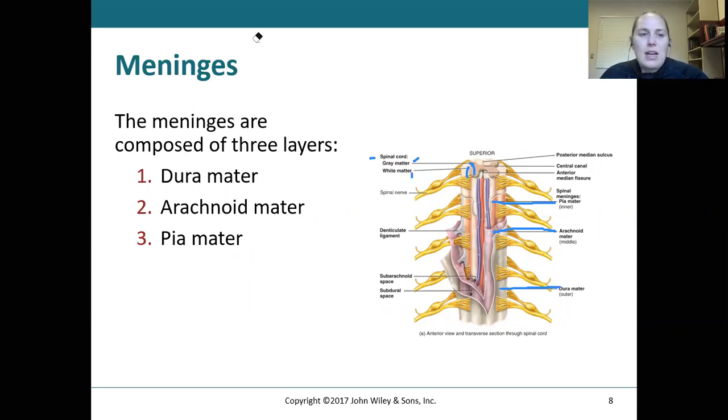And so this is just a cutaway of each one of those layers that you see here. And if you have any questions, please make sure that you're asking.